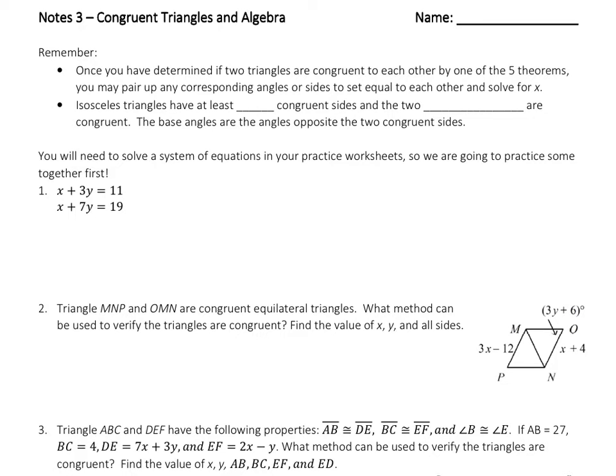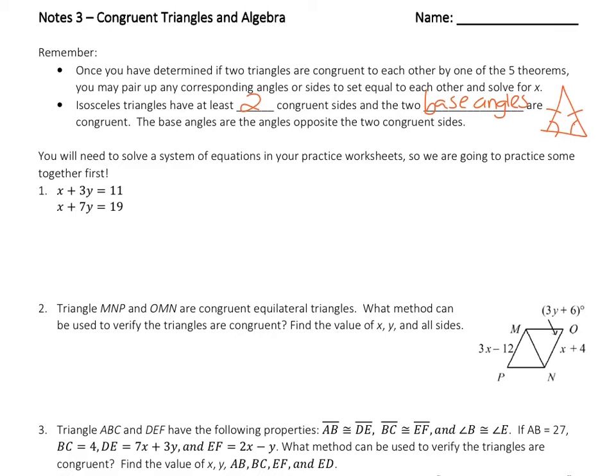But before we start with that, let's remember about isosceles triangles or equilateral triangles. So isosceles triangles have at least 2 congruent sides, and the 2 base angles are going to be congruent to each other. And the base angles, if you remember, in an isosceles triangle, if your 2 sides that are congruent are here, your base angles are the ones that are across from them at the bottom.